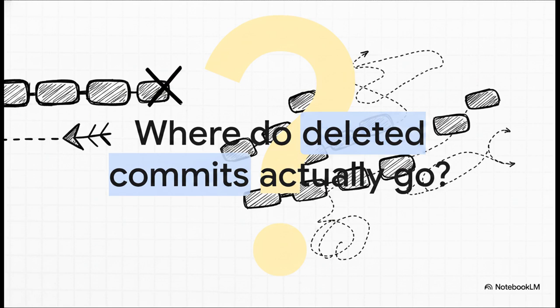But think about it. Where do deleted commits actually go in an append-only database? We just learned commits are immutable objects, and branches are just tiny text pointers. So when you delete a branch, you only deleted the pointer. The actual commit object is still sitting right there in the database. You just lost the map to find it.